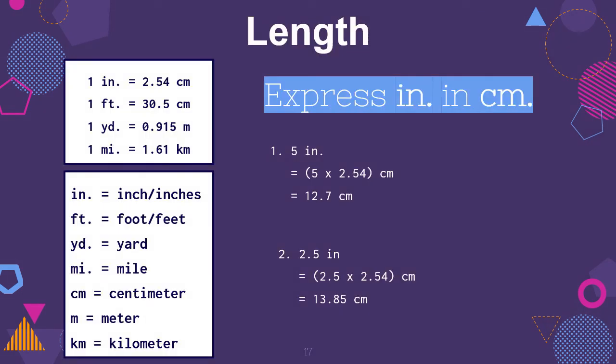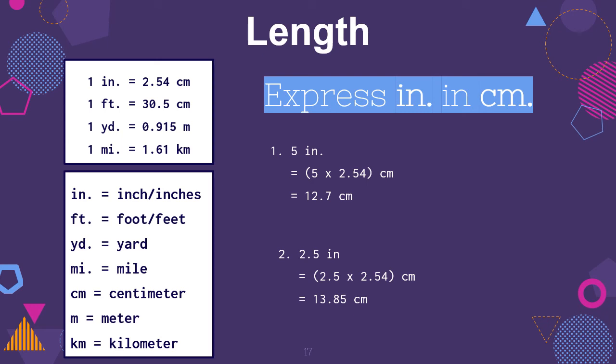So look to the left side. 1 inch, or IN means inches, is equal to 2.54 centimeters. CM means centimeter. And 1 foot is equal to 30.5 centimeters. And 1 YD or yard is equal to 0.915 meter. And 1 MI means mile, is equal to 1.61 kilometers. So now let's express inches in centimeters.